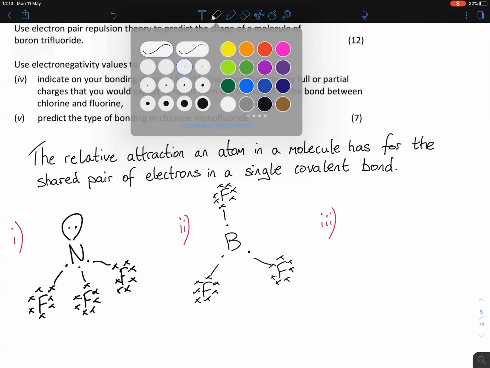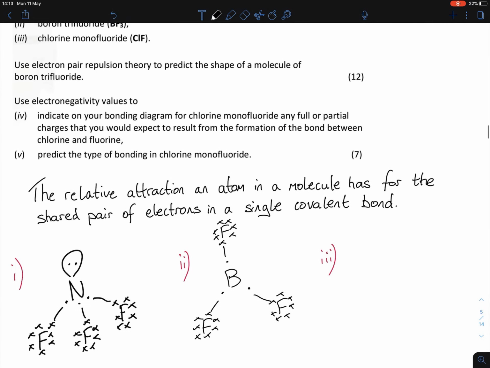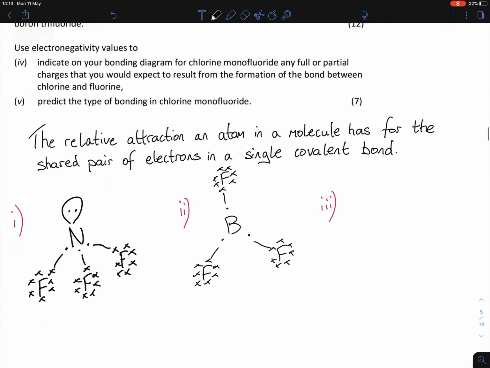Our last part now is ClF. So that's chlorine and fluorine there. Well, there's only 2 of them, so there's really only one option that you could have for this. It's going to be like this.